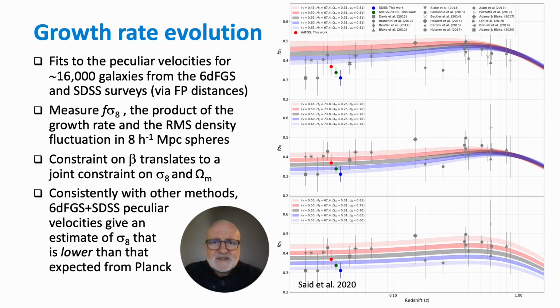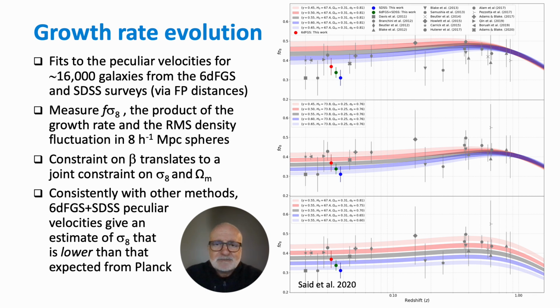We therefore fit these 16,000 measured peculiar velocities to a model derived from the galaxy redshift distribution plus a residual dipole approximating the effect of more distant structures. This model fit gives an estimate of the growth rate of structure at a redshift of about 0.05. Combining this measurement with other estimates of f sigma 8 from both peculiar velocity surveys and redshift space distortions gives joint constraints on sigma 8 and omega matter.